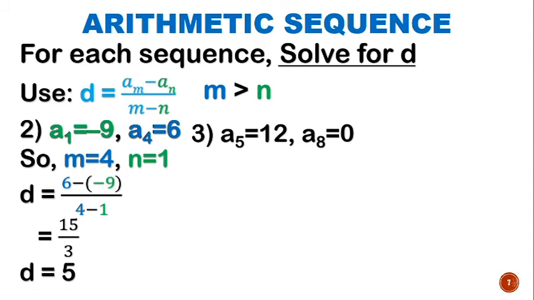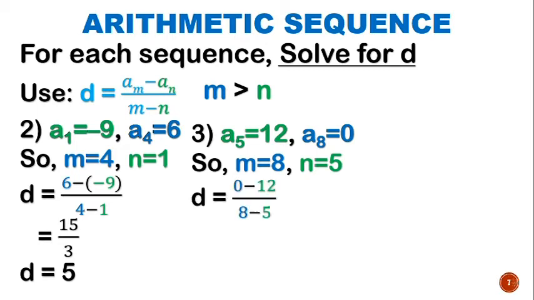Again, which is m, which is a sub m, which is a sub n. Higher m. Ano kaya? Okay, so 8, a sub 8 should be m, a sub 5 should be a sub n. What then are the respective values for m and n? M should be, okay, and n should be, okay, 8 and 5 respectively. Substituting, you will have, so 0 minus 12 all over 8 minus 5. 0 minus 12 is negative 12 all over 3 or simply negative 4. Magkaiba ng sign, nagdi-divide, kaya negative.